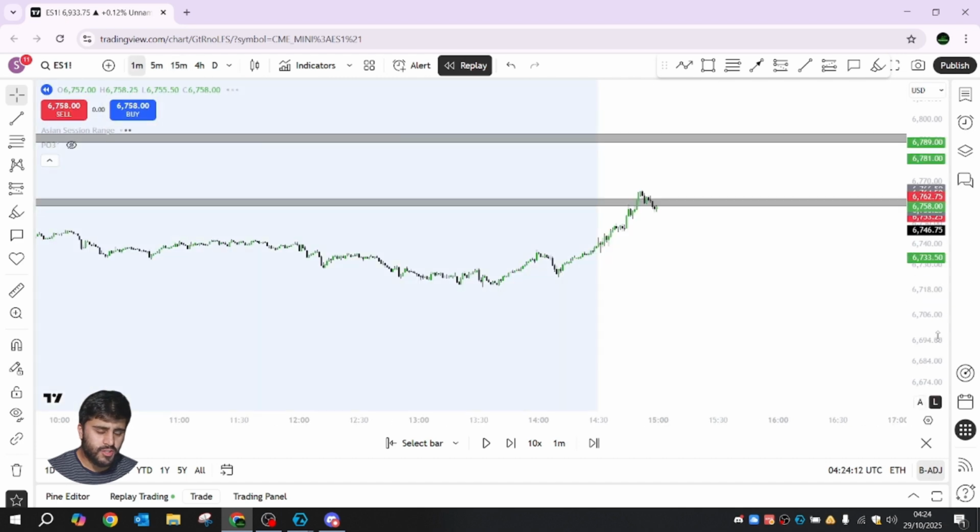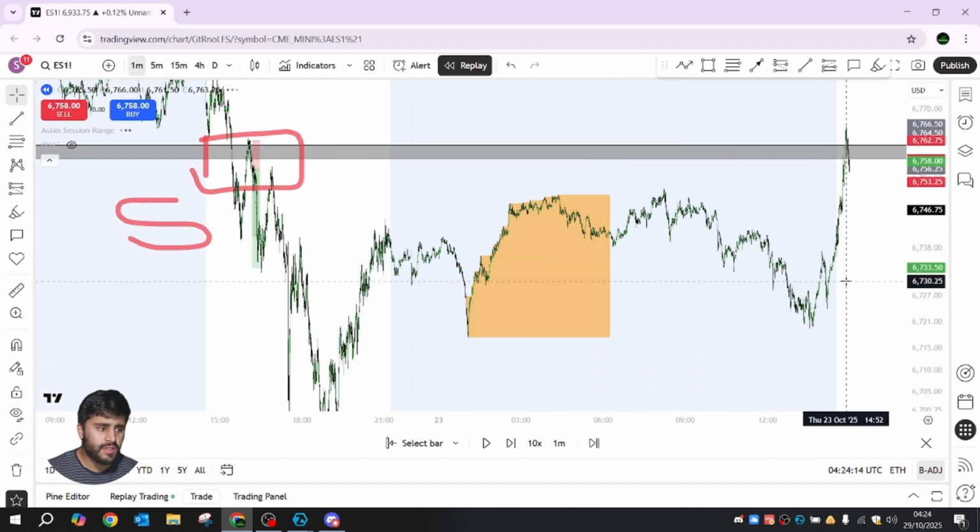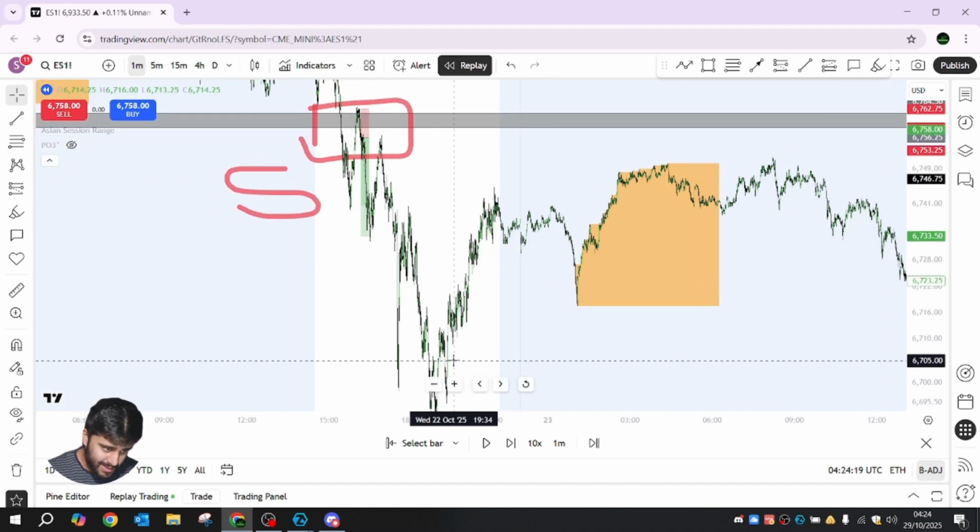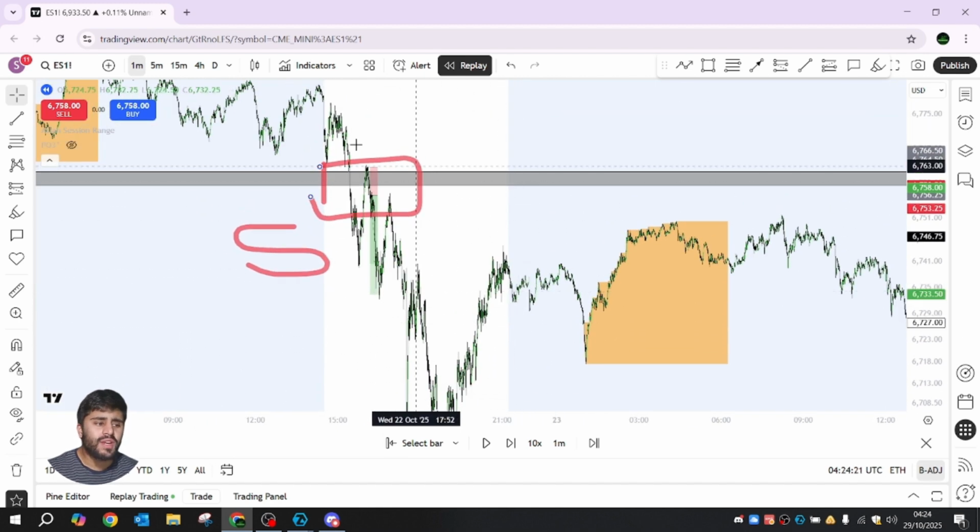If we go to the 1 minute chart now, what we can see from the previous day is that we had a huge seller which created this down movement. Now we know there was a seller.